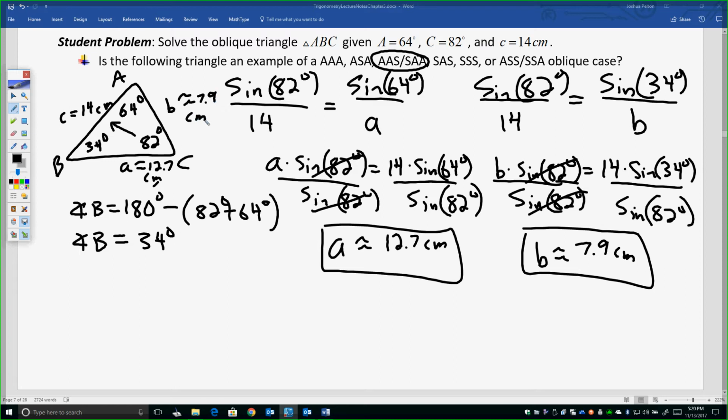And check with the relative sizing again, that the smallest side is across from the smallest angle and the biggest side is across from the biggest angle. So those are our cases of angle, angle, side and side, angle, angle. Let's try the next ones.